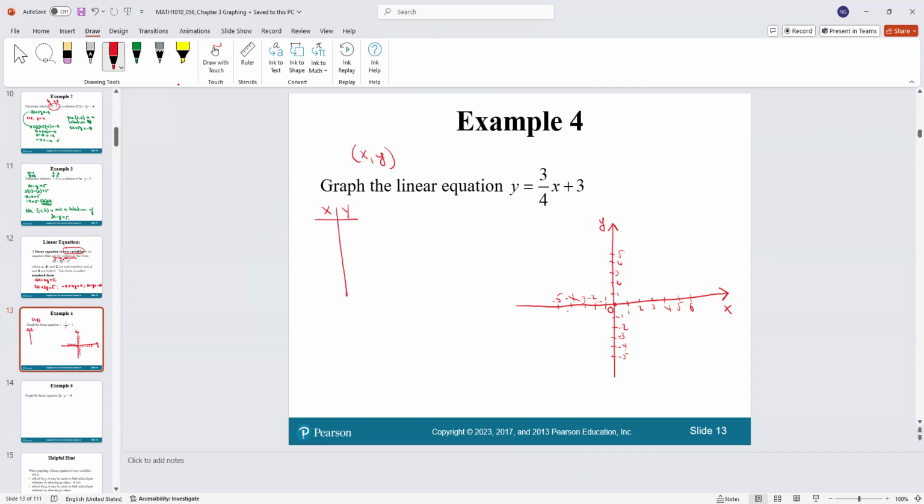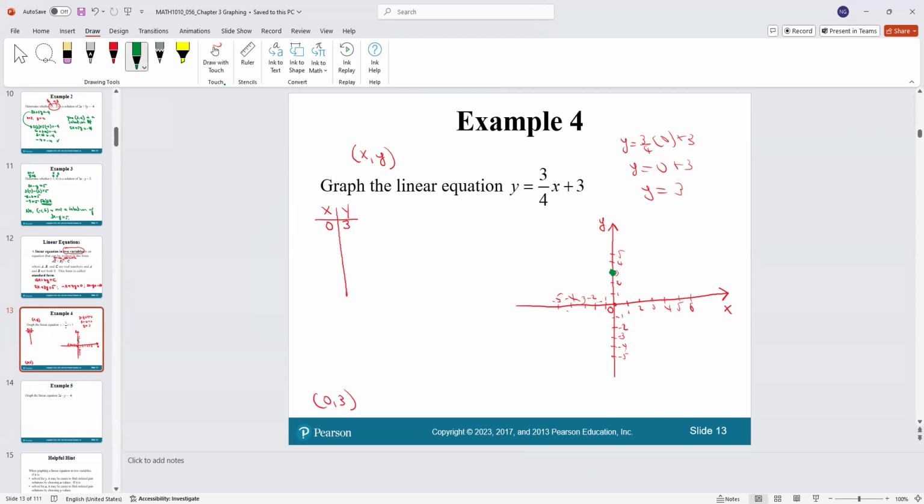We can say if X is 0, what's going to happen for y? Look, if x is 0, y would be 3/4 of 0 plus 3. Any number times 0 is 0, so you're going to have 0 plus 3. That's y would be 3. So when x is 0, y is 3. So I would consider I have my first point, (0, 3). Where is that? I can put it when x is 0, y is 3. I can put the first point right there. Now, because it's a straight line, I only need 2 points, right?